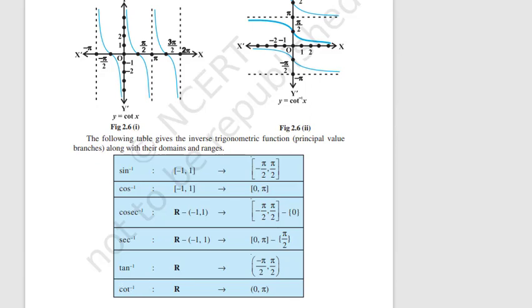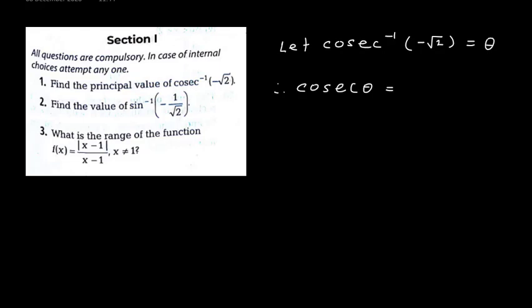So let us again move to the problem. Our problem is find the principal value branch for cosec inverse minus root 2. So what we will do, we will say let this cosec inverse minus root 2 is equal to theta. So therefore cosec theta is equal to minus root 2.